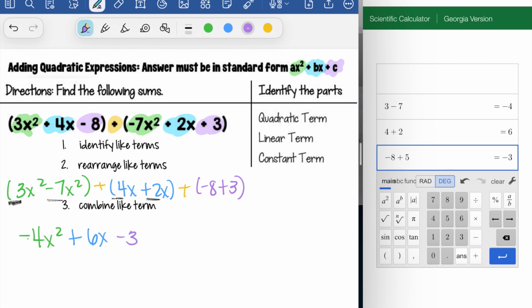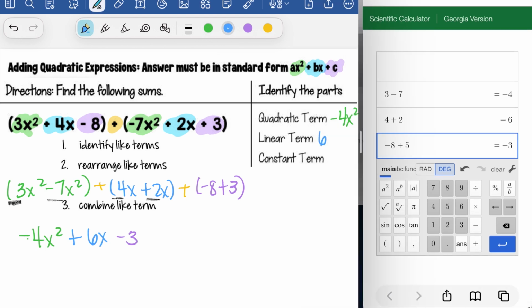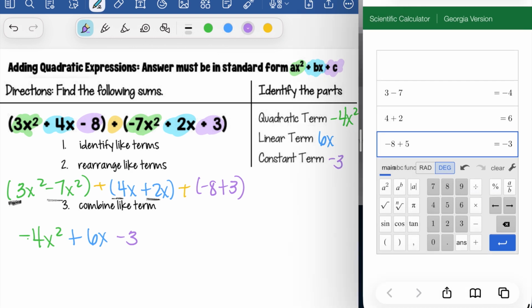So our final answer, written in standard form, is negative 4x squared plus 6x minus 3, which gives me a quadratic term of negative 4x squared, a linear term of a positive 6x, and a constant term of negative 3.